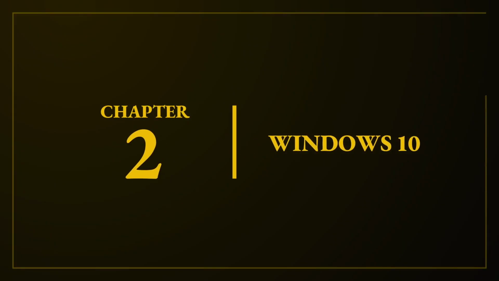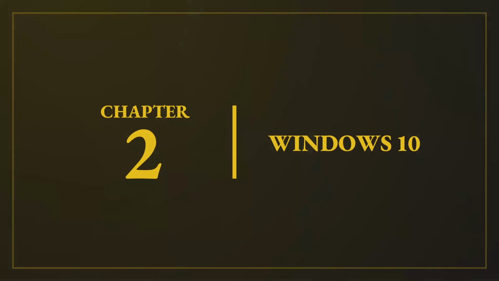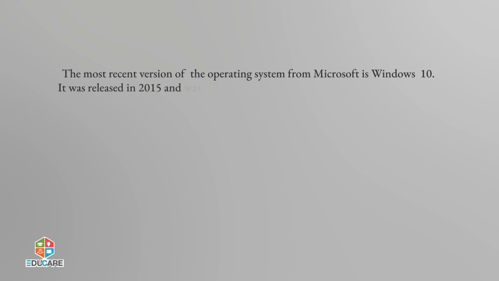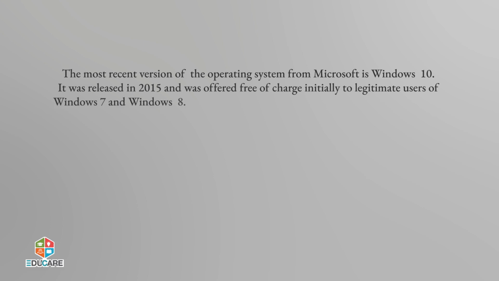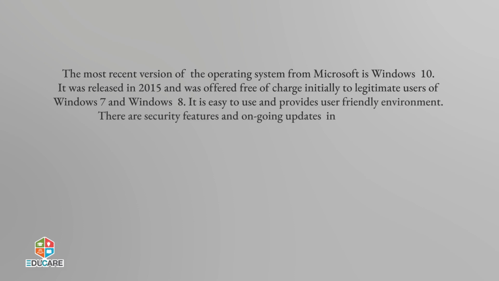Chapter 2 Windows 10. The most recent version of the operating system from Microsoft is Windows 10. It was released in 2015 and was offered free of charge initially to legitimate users of Windows 7 and Windows 8. It is easy to use and provides a user-friendly environment. There are security features and ongoing updates in Windows 10 that help to safeguard against current and future threats.